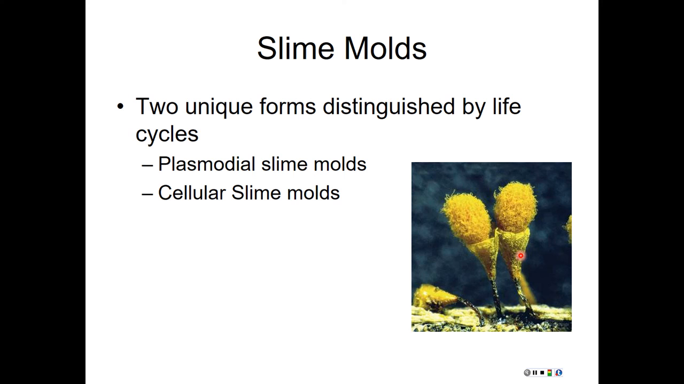So what do we mean by convergent? Think back to previous lessons. What we're saying is that they don't have these structures due to common descent. They're not homologous. So they superficially resemble fungi.